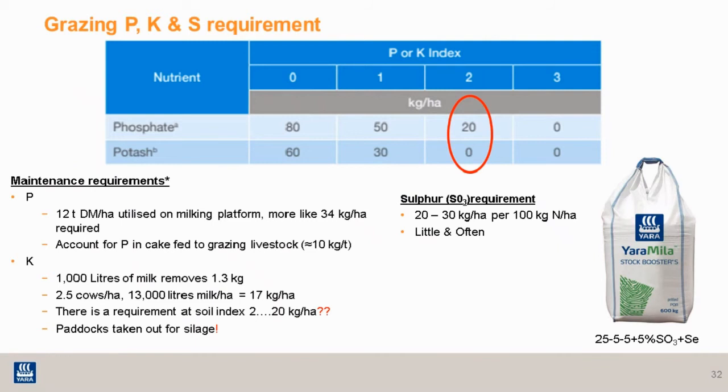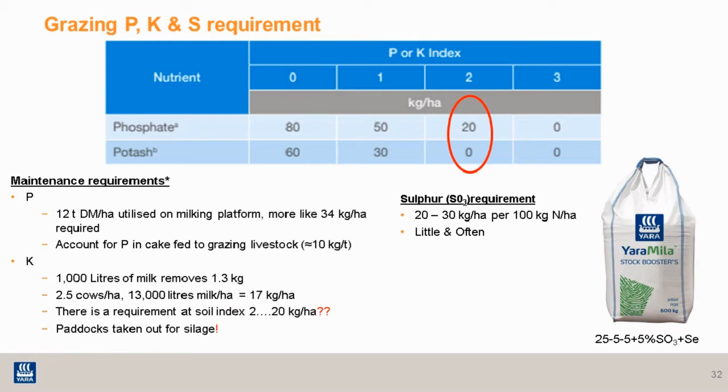This brings us to those requirements. This is a table taken out of RB 209, for the grazing recommendations, and I've highlighted there that we're trying to achieve the optimum soil P index of 2, and the optimum soil K index of 2 or 2 minus. At that optimum soil P and K index of 2, there's 20 kgs of phosphate required and 0 kgs of potash required on a grazing system.